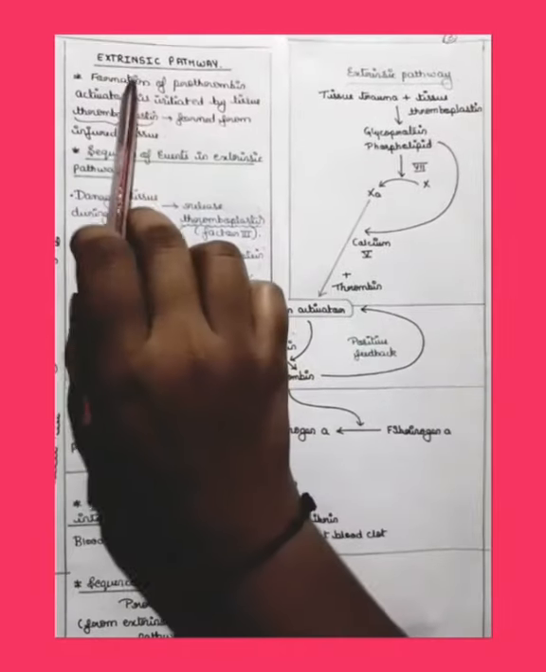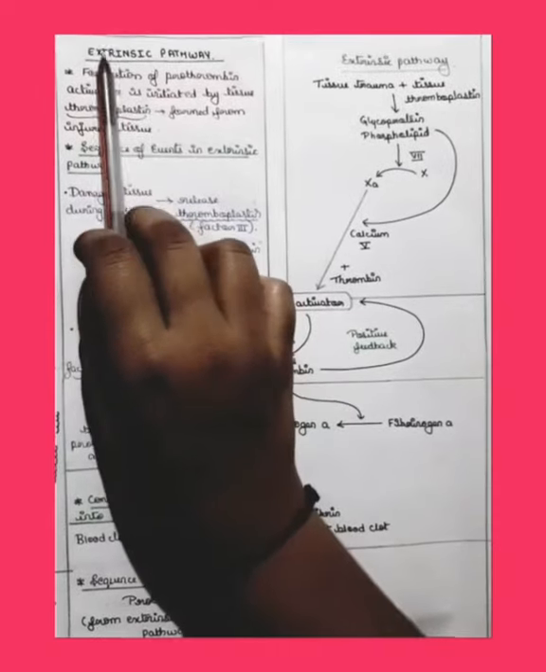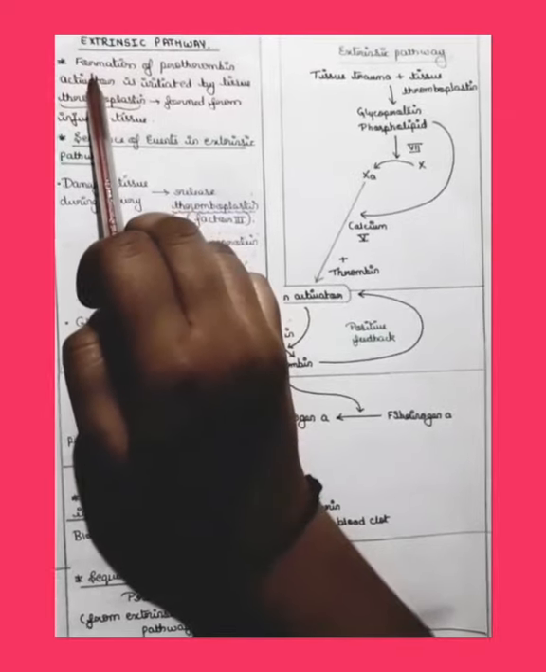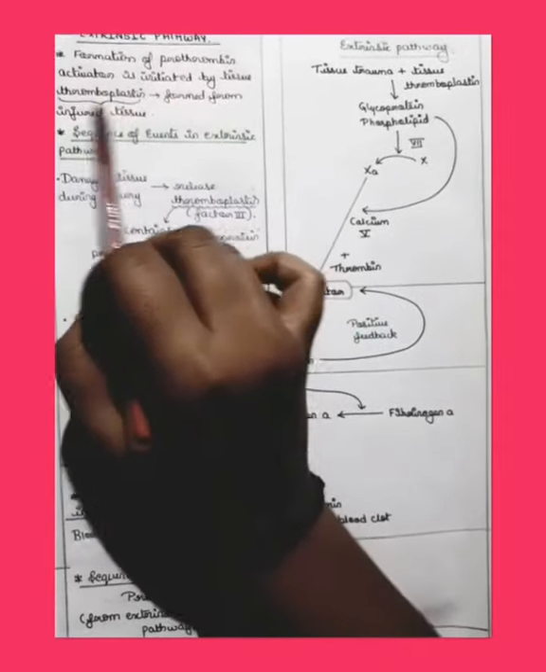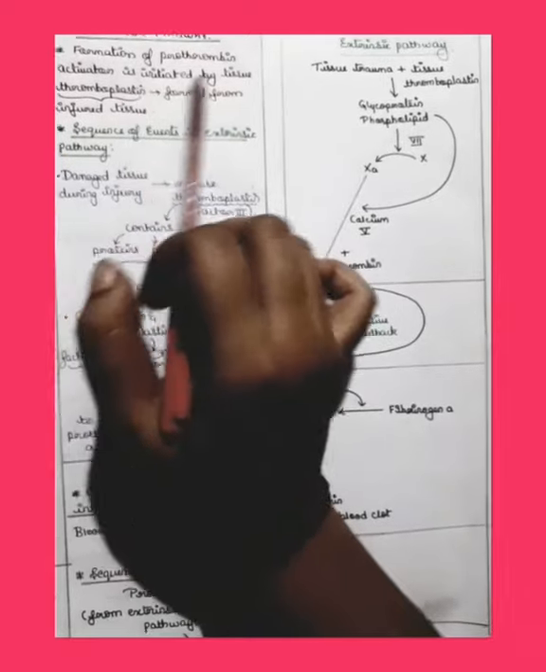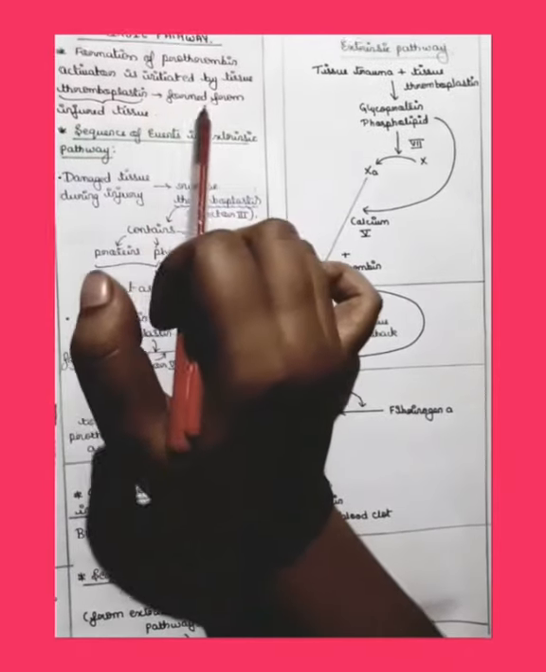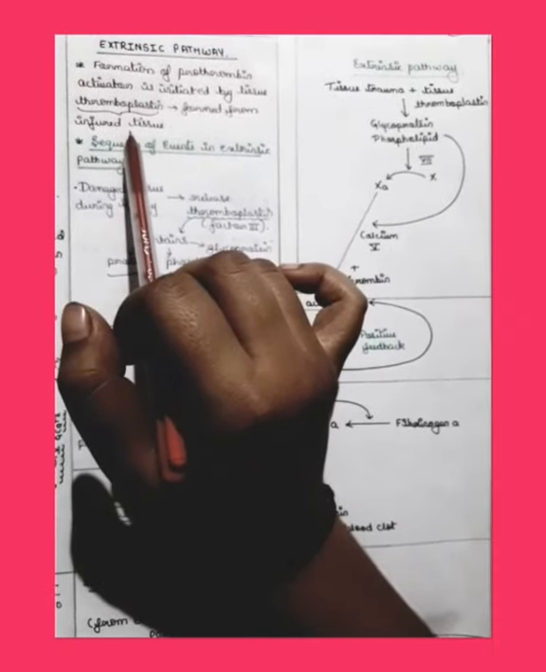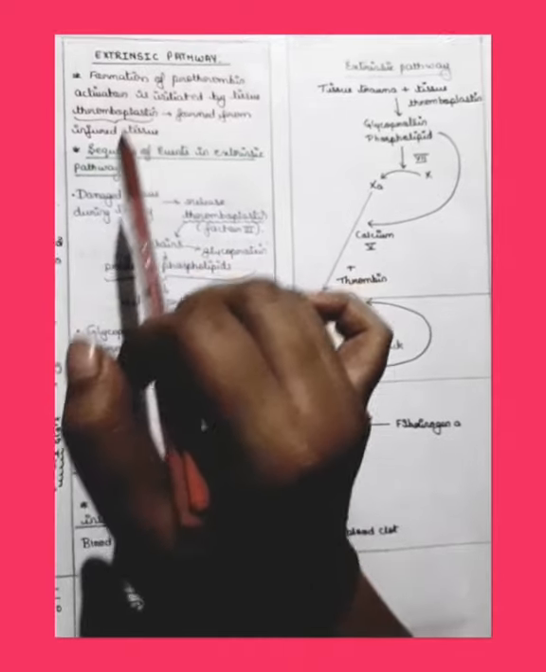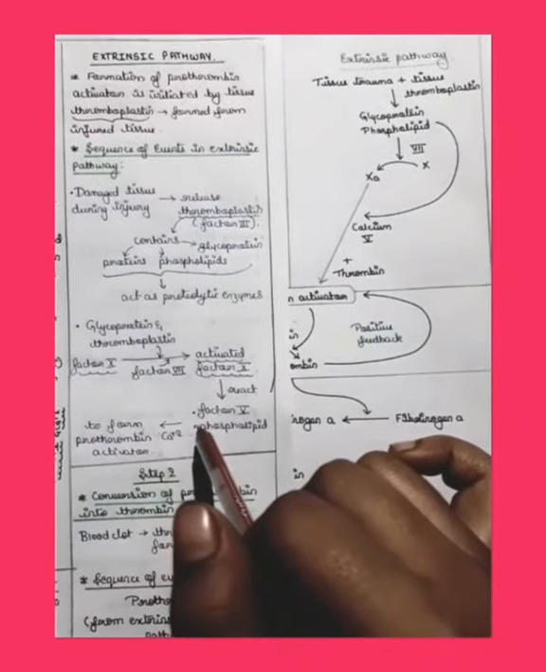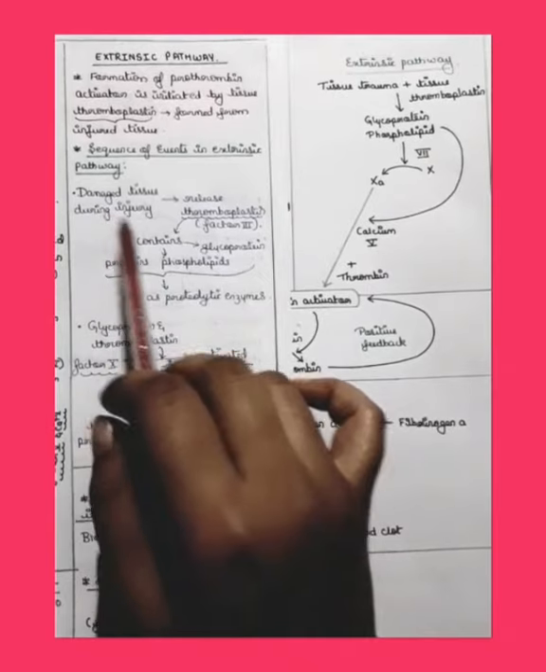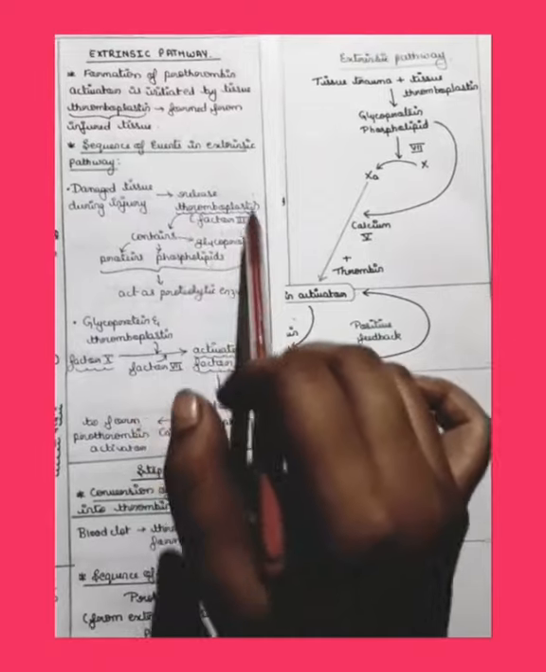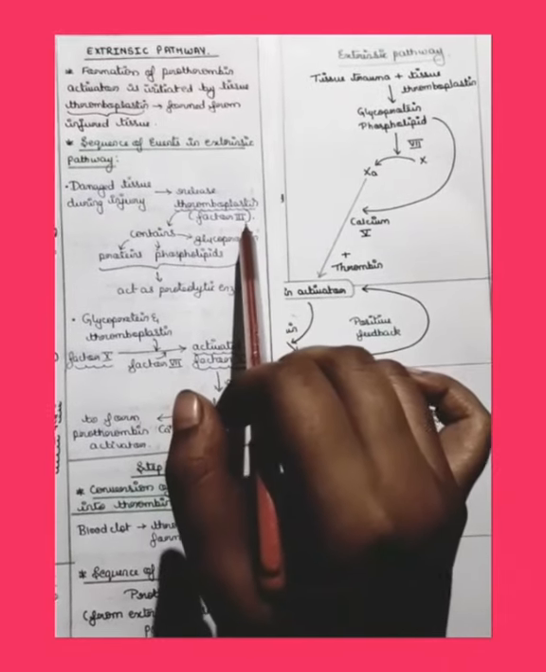Now let us see the extrinsic pathway. In the intrinsic pathway, the formation of prothrombin activators was initiated by platelets. Here it is initiated by the tissue thromboplastin. This tissue thromboplastin is formed when the tissue is injured. What is the sequence happening here? The damaged tissue, during the injury, will release something called thromboplastin, which is nothing but factor 3.